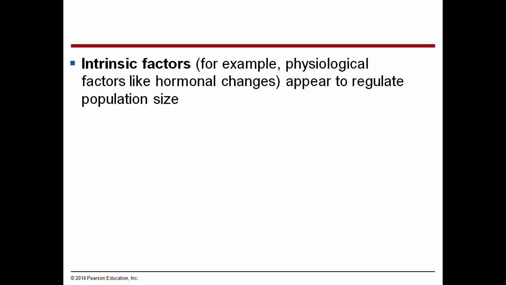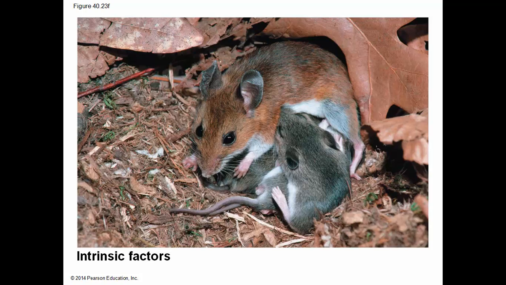Intrinsic factors like hormonal changes appear to regulate population size, particularly in some rodents. Here's a white-footed mouse. It's in a field enclosure. The more crowded it is in the enclosure, the fewer offspring that it has. So they respond to cues of territoriality and resource competition, and they moderate their own reproductive fitness through physiological cues.